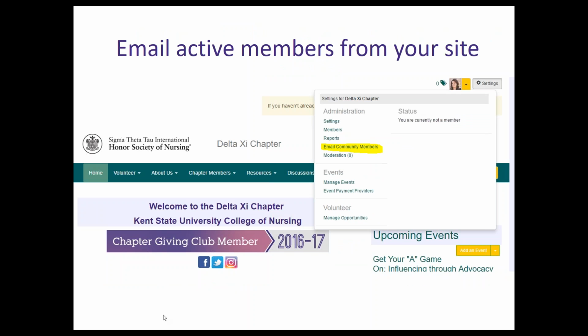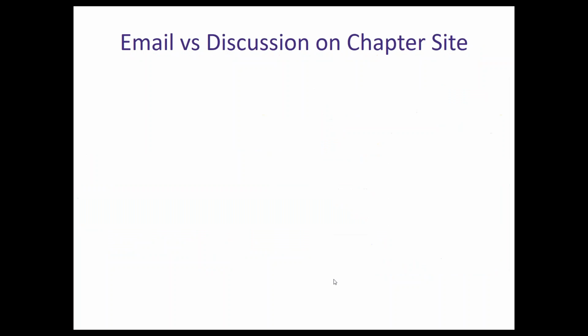Another new feature of your chapter website is that it now allows you to email active members in real time from your website. If you recall, you also have the discussion forum, which also emails active members of your chapter. So I just wanted to tell you a little bit more about each of them and what each of them achieves.